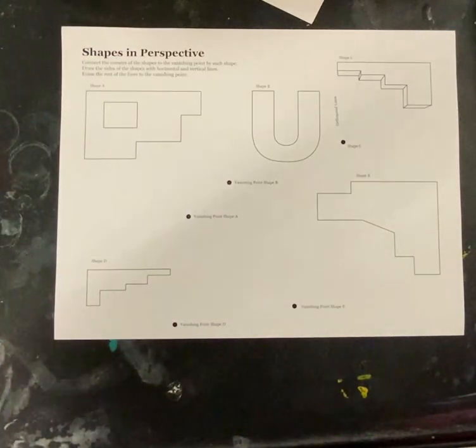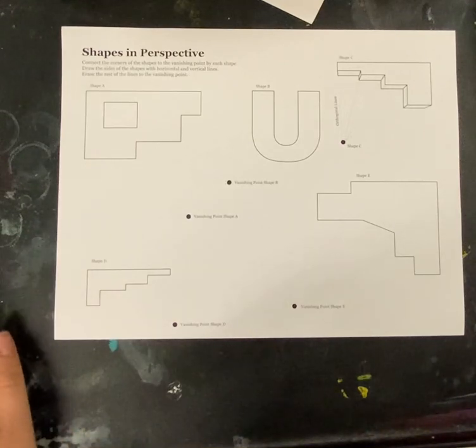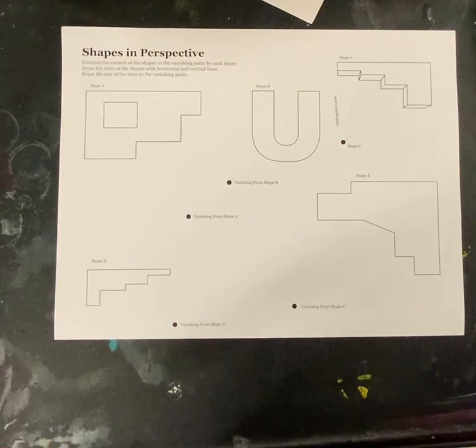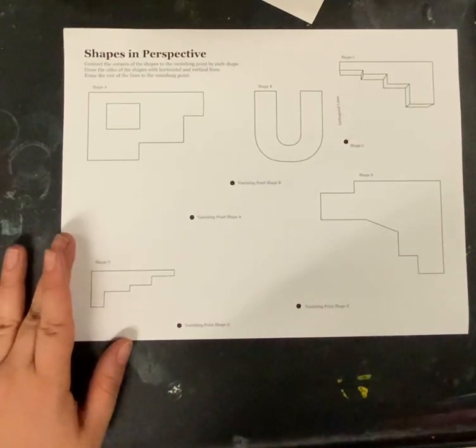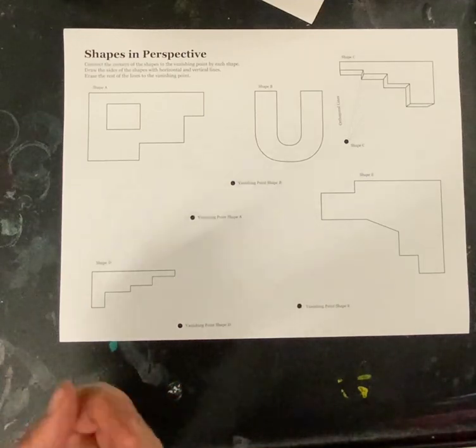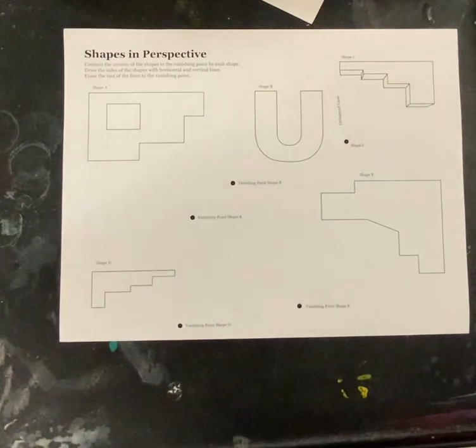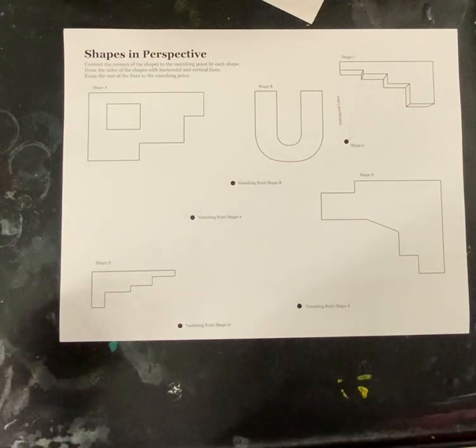Today I wanted to show y'all some practice for one-point linear perspective. One-point linear perspective is a way to draw objects three-dimensionally with one side facing you and the corners that recede into space. Now in this piece of paper, for this practice, each object has its own vanishing point.